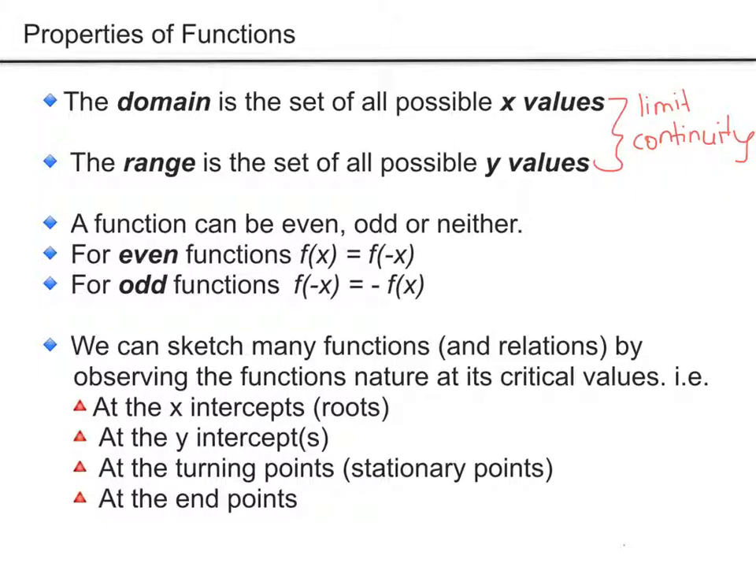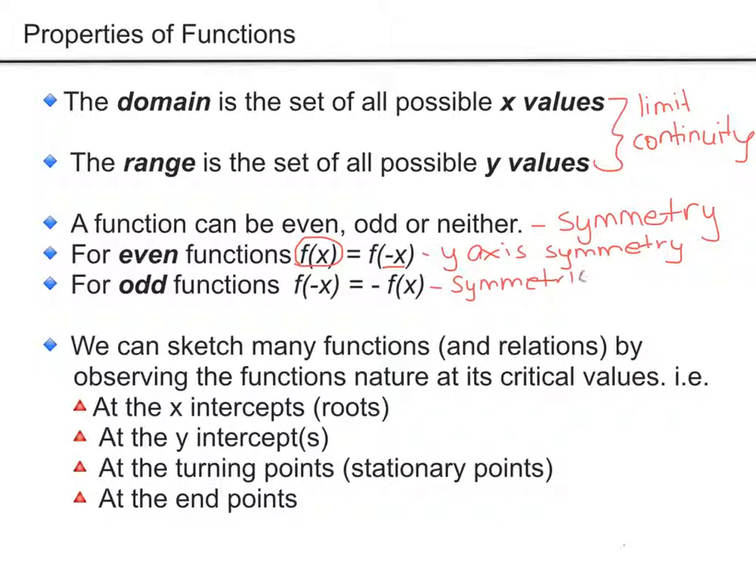It is also useful to consider the symmetry of our function. So if a function can be defined as either even or odd, then it will be symmetrical about a certain point. An even function is symmetrical about the y-axis, and it's defined by substituting a negative value of x and obtaining the original function. If a function is odd, then it's symmetrical about the line y equals x, and so it appears to be symmetrical about the origin.